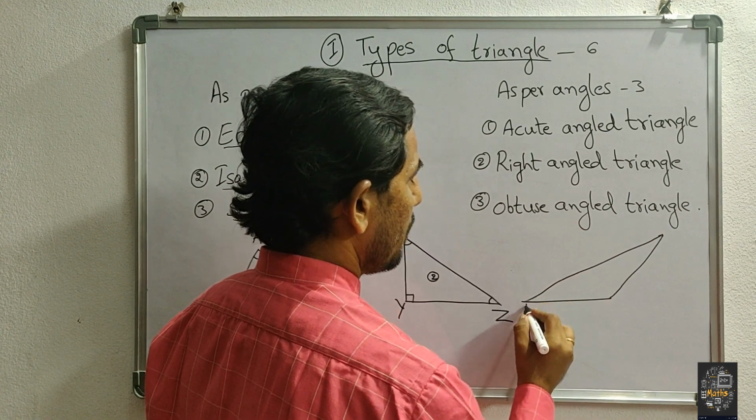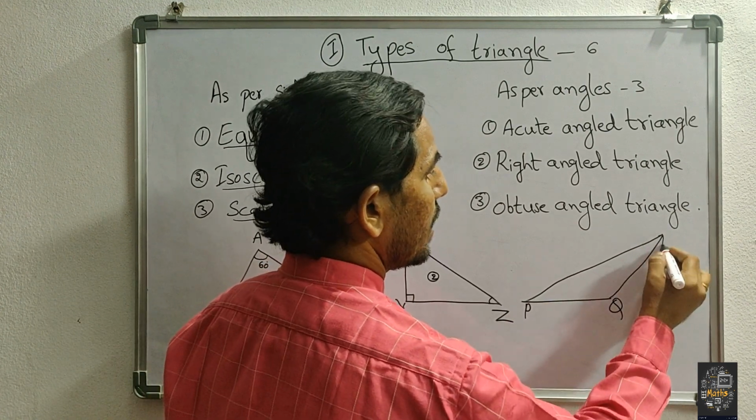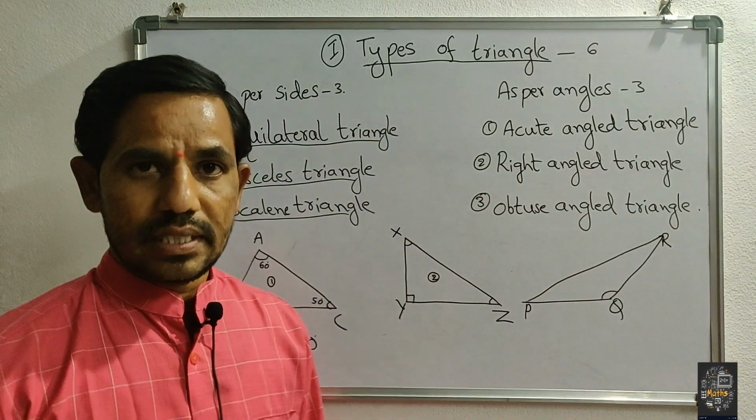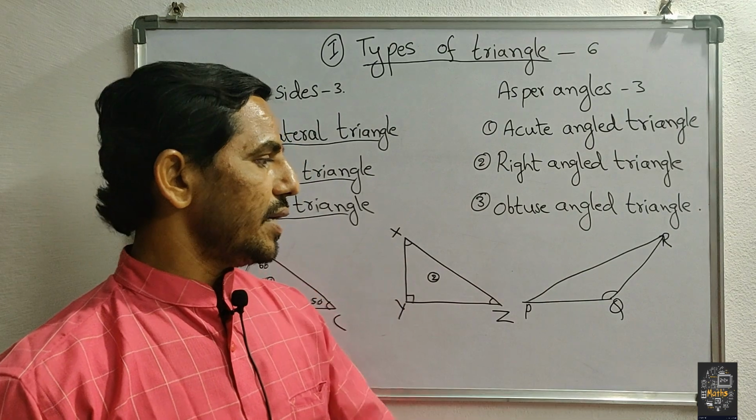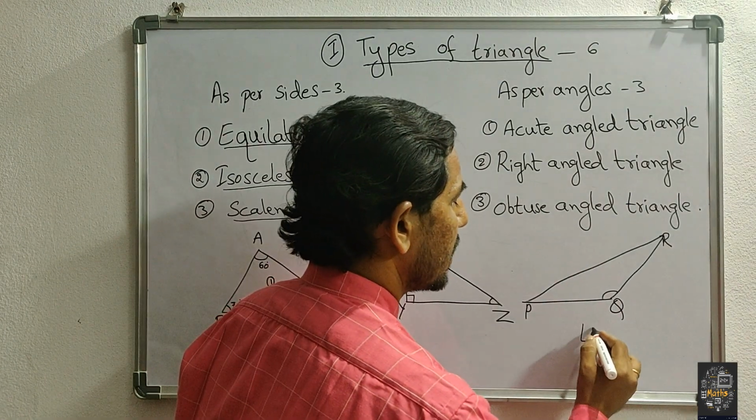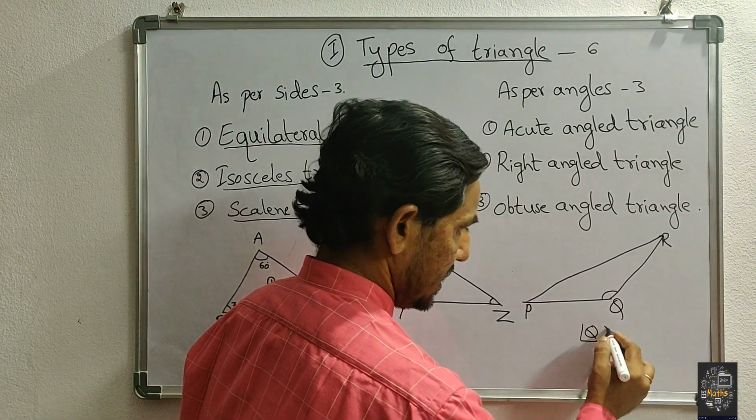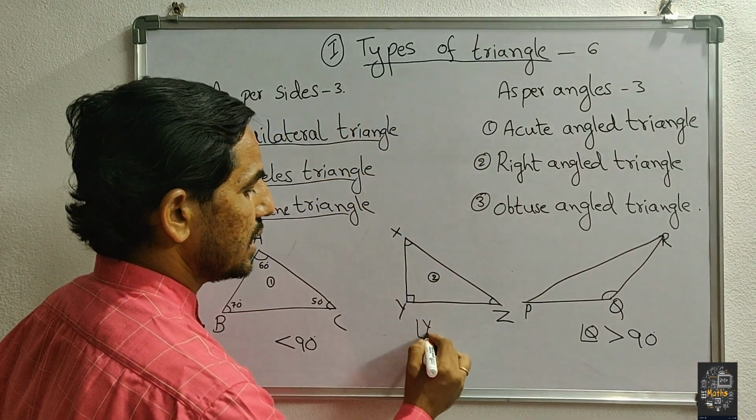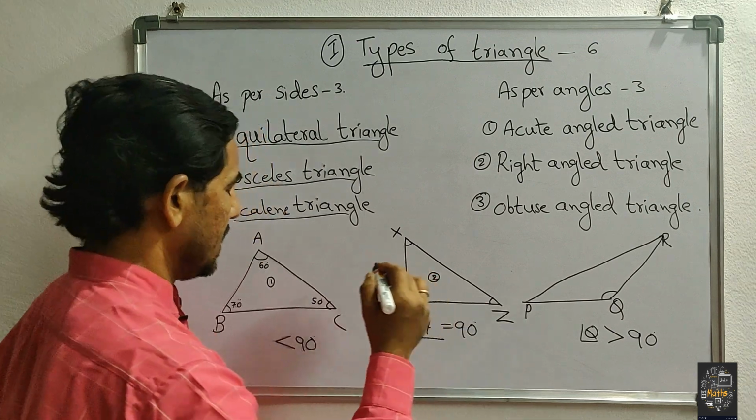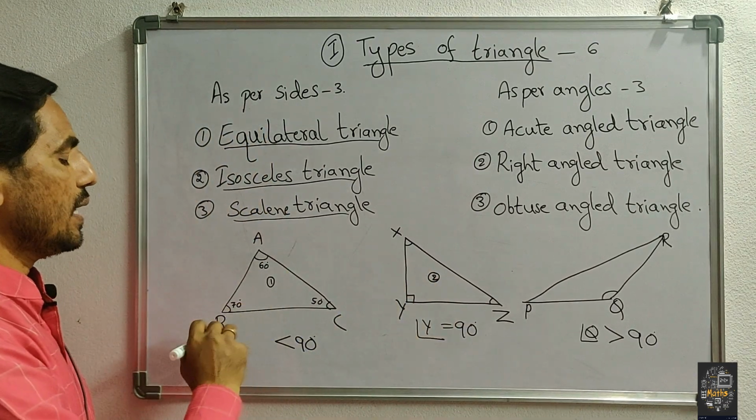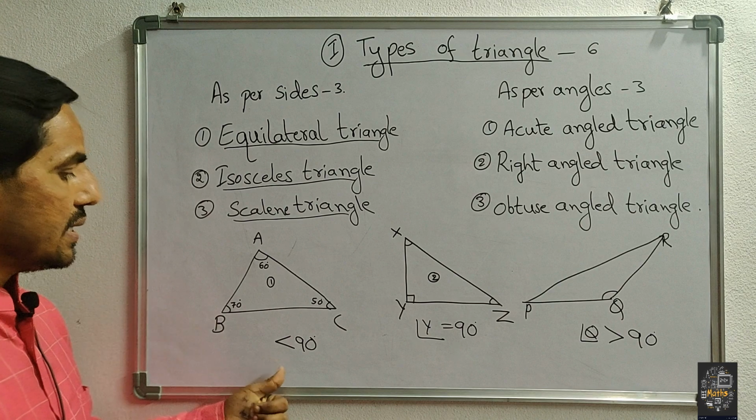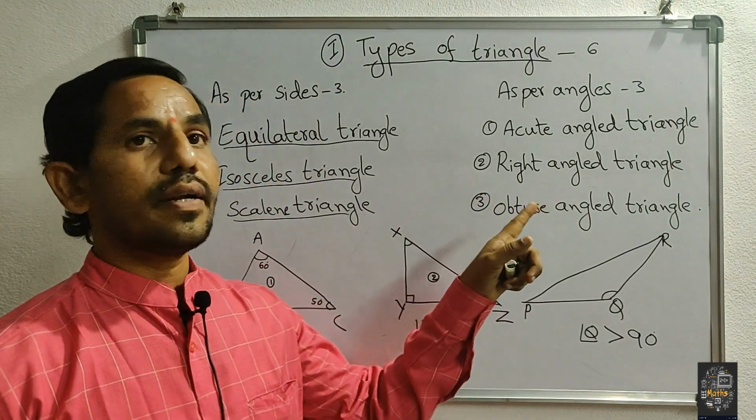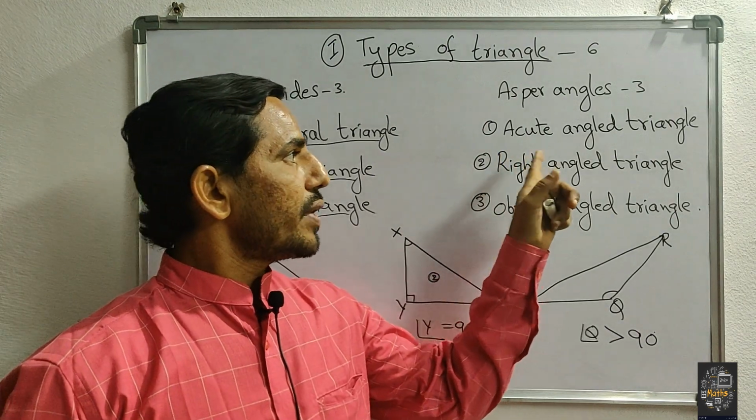Okay, this is triangle PQR. Here angle Q is more than 90 degrees, that is an obtuse angled triangle. Here angle Y is exactly 90 degrees. Here all angles must be less than 90 degrees. This is an obtuse angled triangle, a right angled triangle and an acute angled triangle.